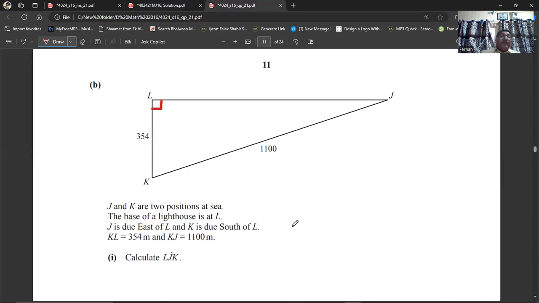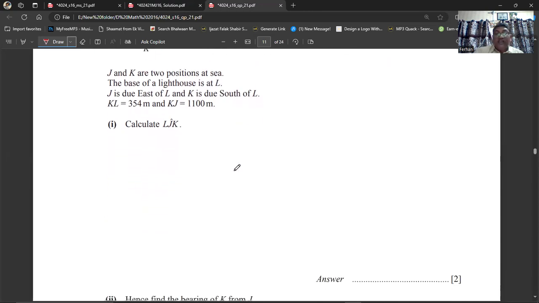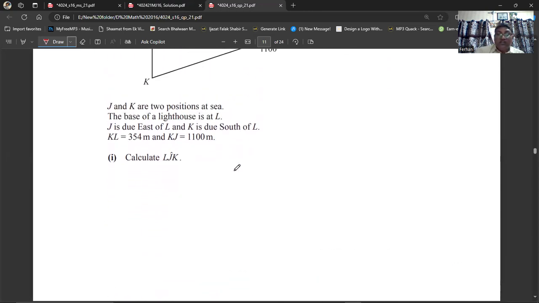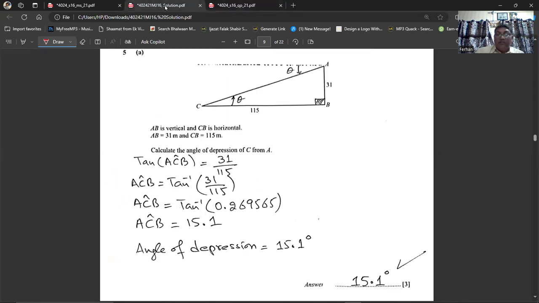KL is 354 meters and KJ is 1100 meters. Calculate the angle LJK. So they want me to find this angle. To find this angle, this is your perpendicular and this is your hypotenuse. So I will use the sine of LJK, and it's a 2 marks question. Sine of LJK will be equal to the perpendicular divided by the hypotenuse.